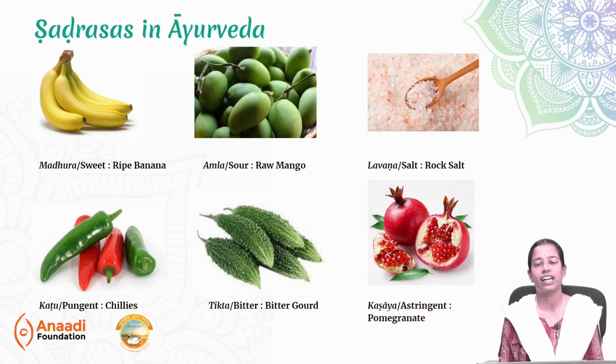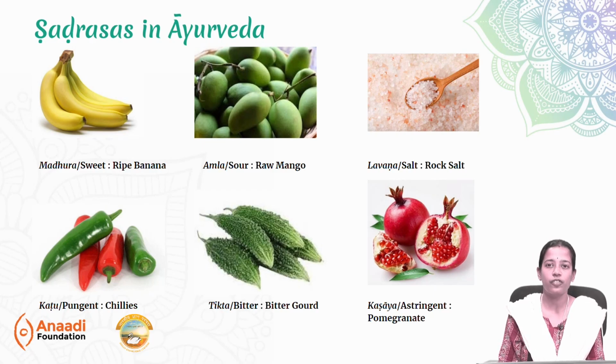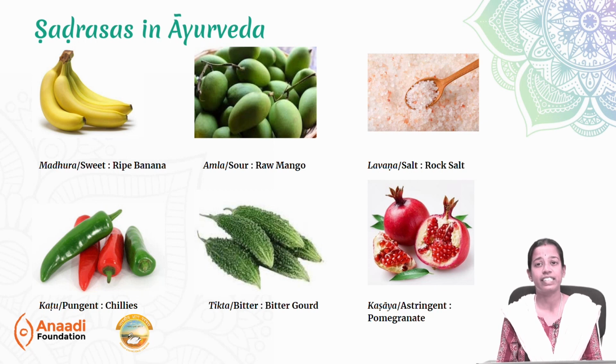Let's try to understand what are all the 6 tastes that are mentioned. Number 1, Madhura or sweet. A good example for Madhura, as you can see on the screen, is a ripe banana. Second is Amla or sour taste. A seasonal raw mango invokes that sour taste in the tongue. Third is Lavana or salt. The rock salt that we have, or even the palak, the spinach that we eat, are all very high in the Lavana rasa.